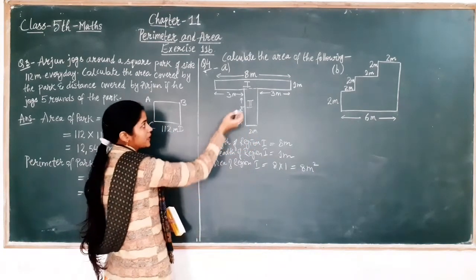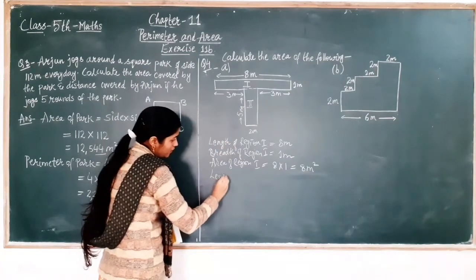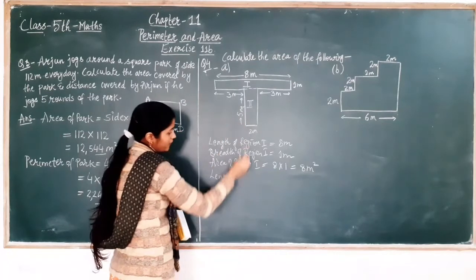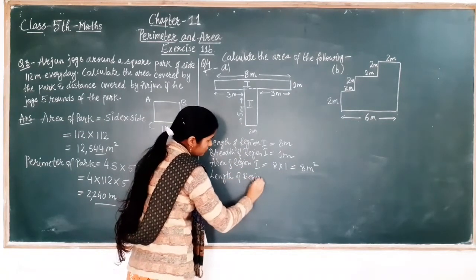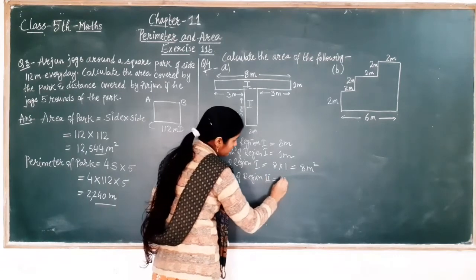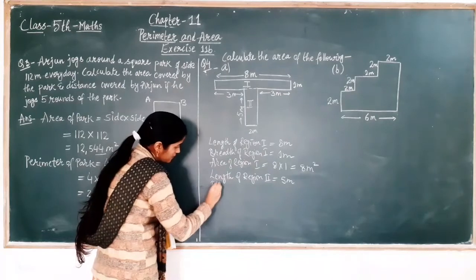In the same way for region 2, the length of region 2 is 5 meters and the breadth is 2 meters.